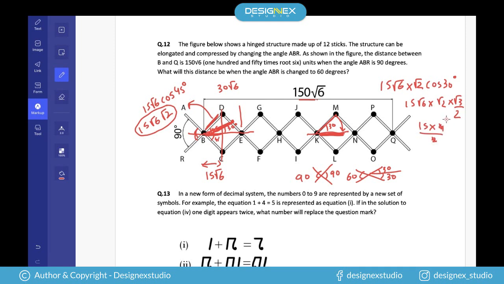So you can calculate that. That will be 45 under root 18 divided by 2. Sorry, under root 36, which is 6, so 15 into 6 by 2, that is 45. Now there are 10 sections like this: 1 2 3 4 5 6 7 8 9 10. There are 10, so 45 into 10 would be the answer. 450 would be the answer.